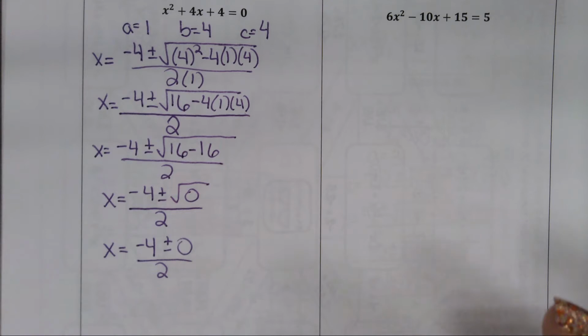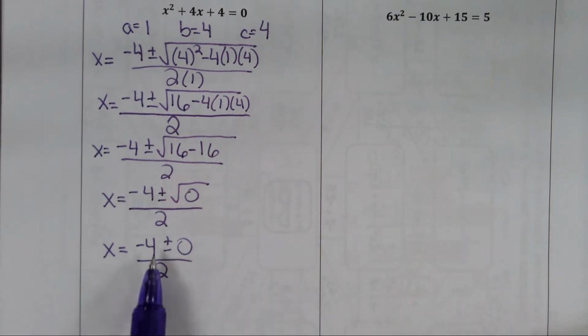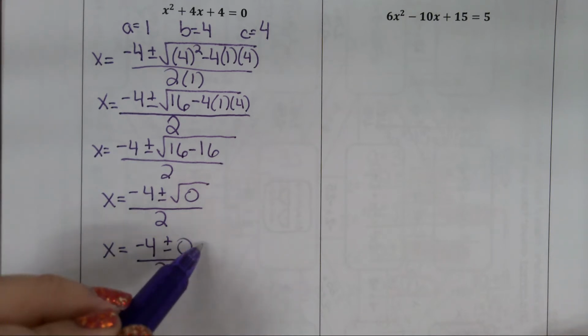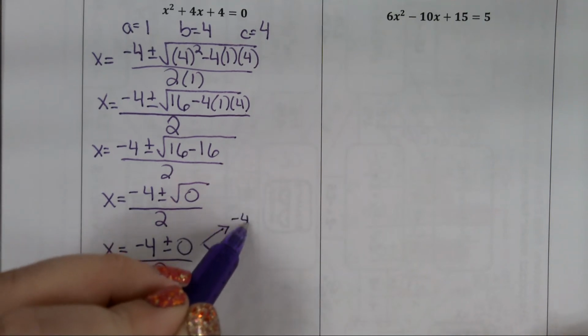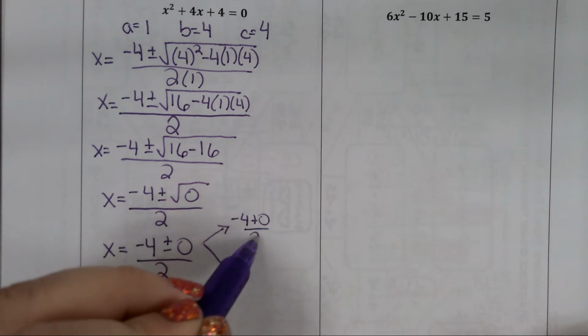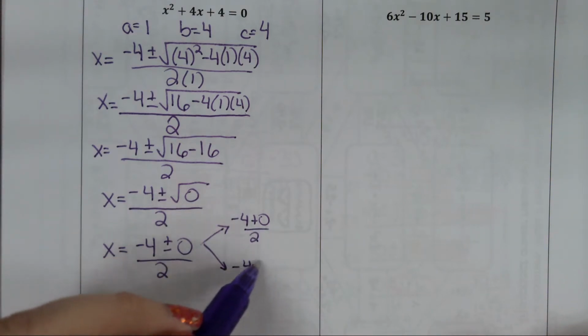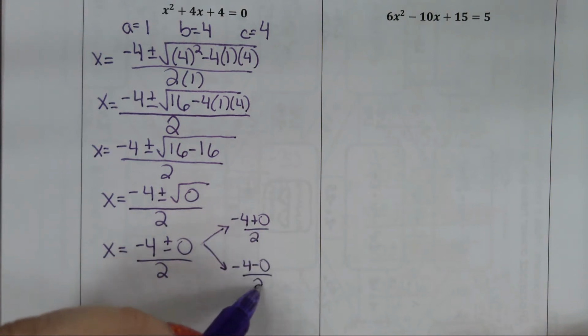Here's why it's a special case. If I add 0 or I subtract 0, it's not going to change this negative 4. I can split it into 2 if I want, but I'm going to get the same number. So I'll write this as an example. You don't have to copy this part down. I just want you to be able to see that I'm going to get the same answer no matter what.